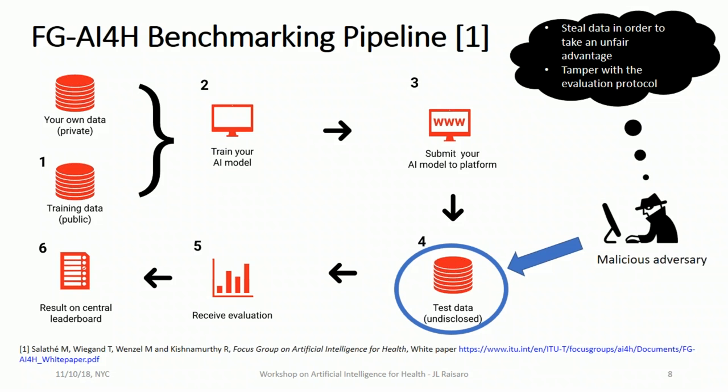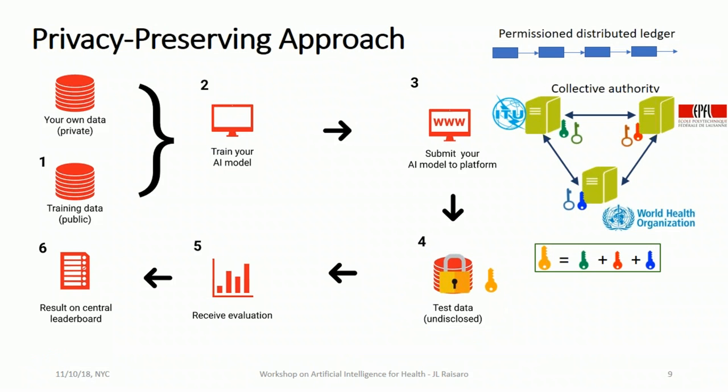So I think you got the solution already. Can you move one further? Okay, so here we can introduce the notion of collective authority I was talking to you about before, where instead of relying on one single institution to protect this test data, we rely on a set of institutions like, for example, ITU, WHO, and EPFL to generate this collective encryption key that can be used to encrypt this test data. And because this test data is encrypted, it can also be stored on the cloud without any problem.